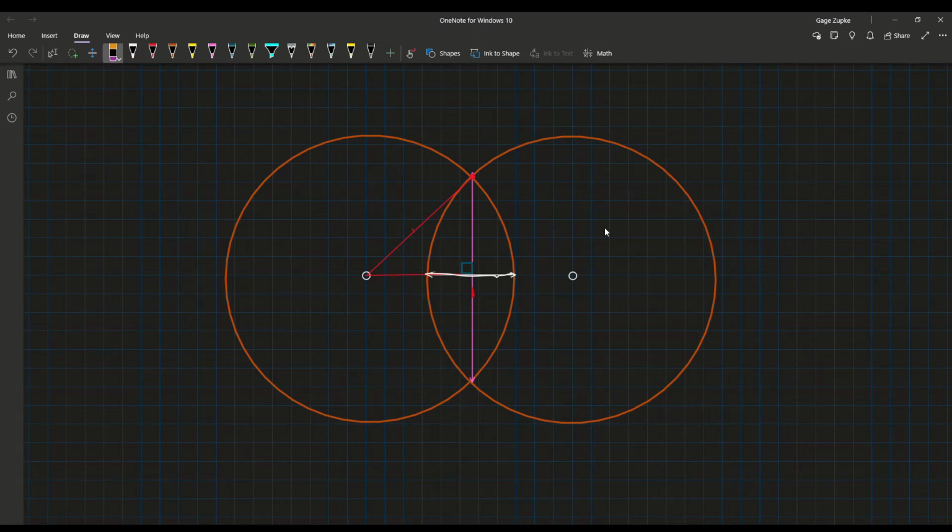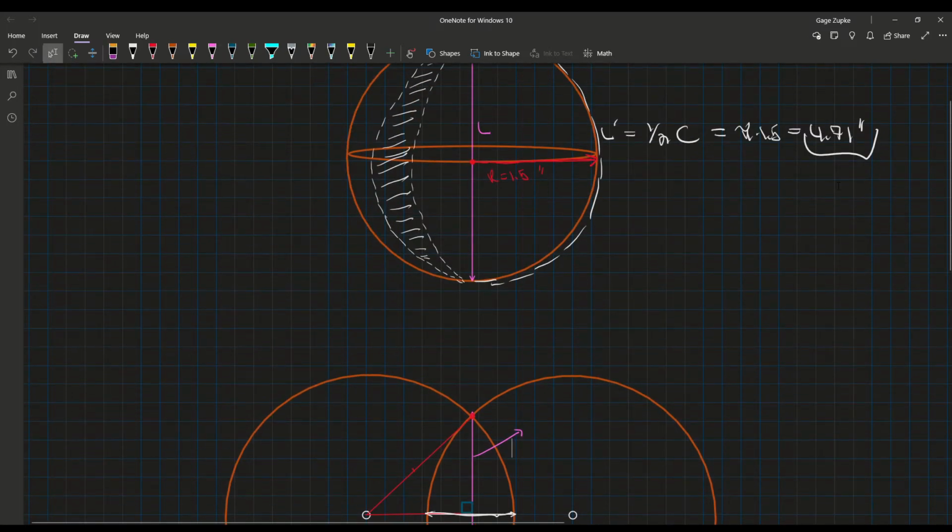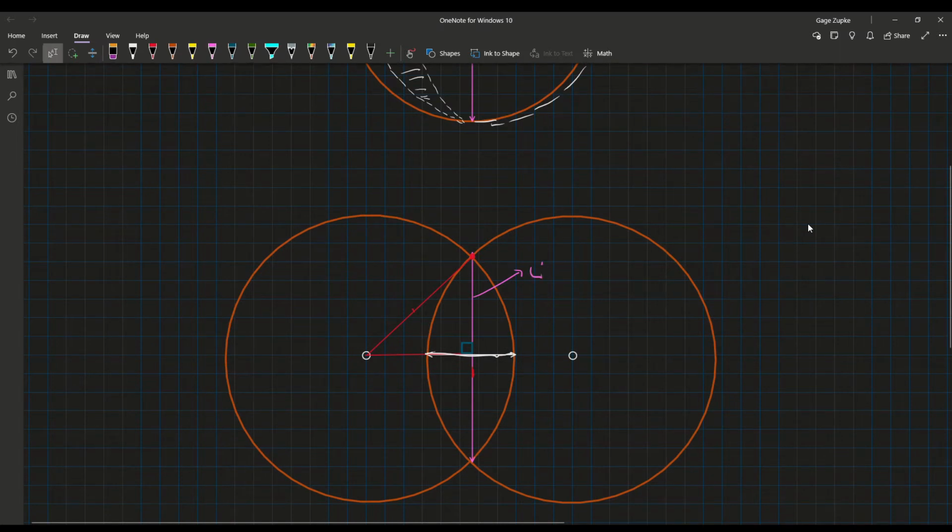So where was I? Oh yeah, this is the flat piece here. So this pink line, we've defined this as half the circumference, L prime, which is equal to 4.71 inches. And the next thing I want to define is this maximum length from here to here. And we're going to call that theta. And that's kind of what I think of as the ogive. It's the maximum length of this shape here, going horizontal at least.